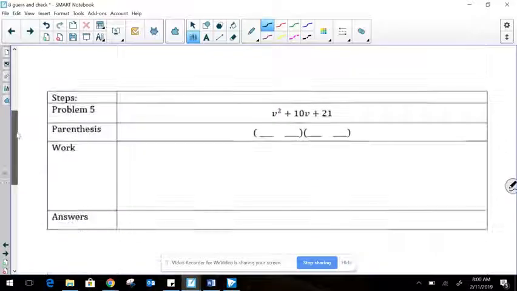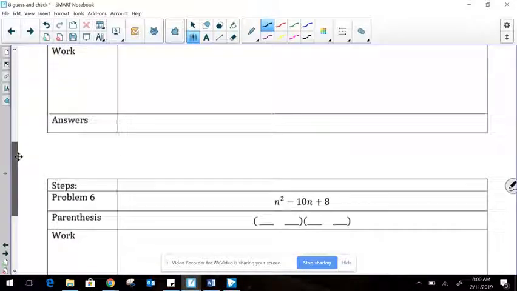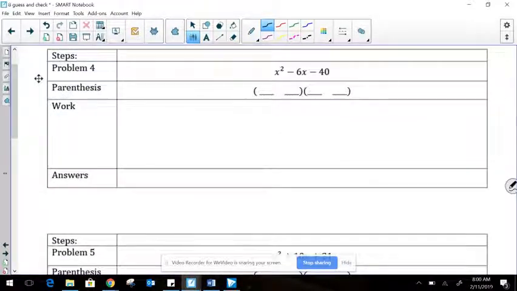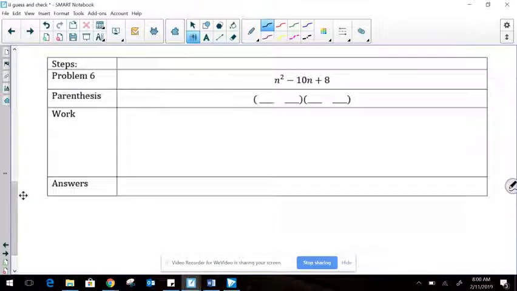Okay, let's do a couple more. All right, let's do actually the last one. All right, so we have n squared minus 10n plus 8.